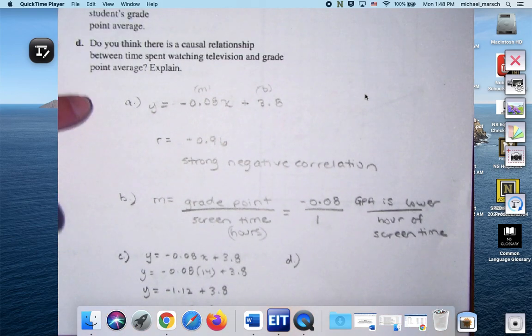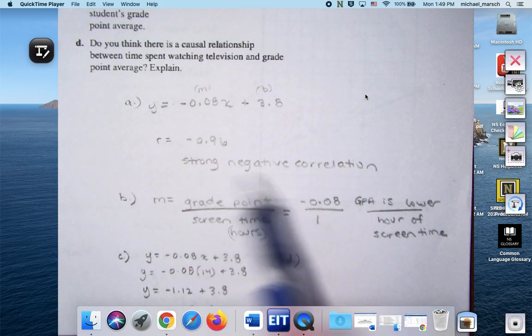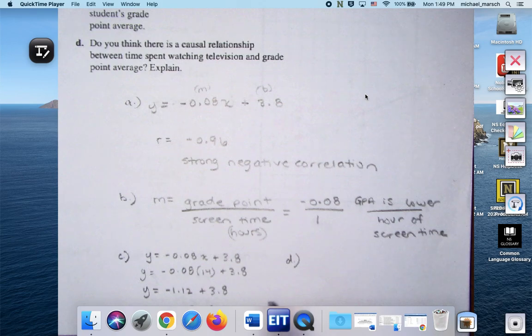Okay, so this next question. I don't love it. Do you think there is a causal relationship between time spent watching television and grade point average? Meaning, do you think there's really a strong connection or a weak connection? I think that's what the word causal means, weak. Weak. I would say that it's actually pretty strong according to this data, right?